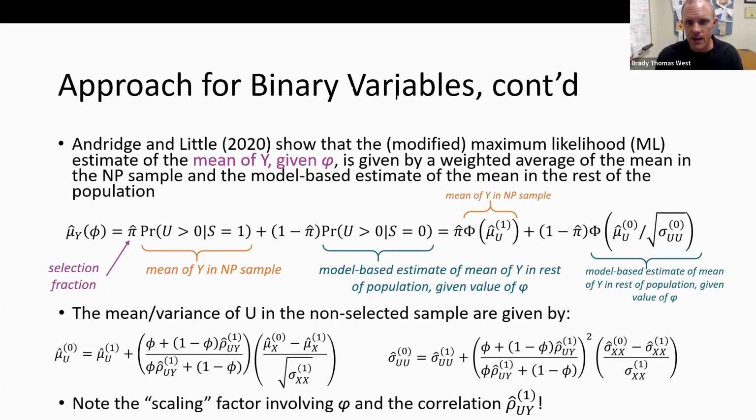Okay, I'm not going to spend a lot of time on this slide. This is kind of showing the math for how we come up with these estimates of selection bias. But basically what you see in this equation here is a formula for the overall population mean. Okay, this is what we're trying to get at. And we're writing that as a function of the mean of Y in our selected sample, and then a model-based estimate of the mean of Y in the rest of the population, conditional on some selected value of phi. So prior work by Rebecca Andridge and Rod Little came up with this expression for the overall mean, in this case being a proportion of these components.